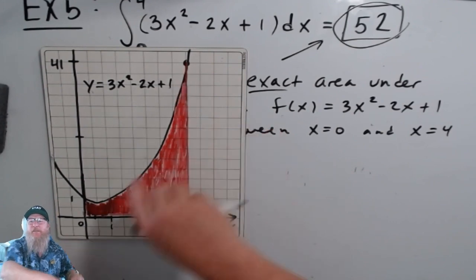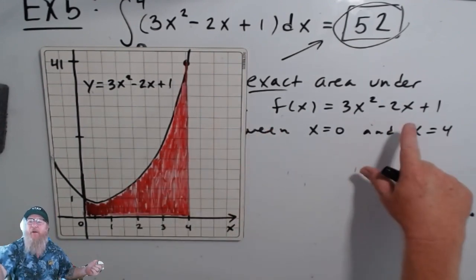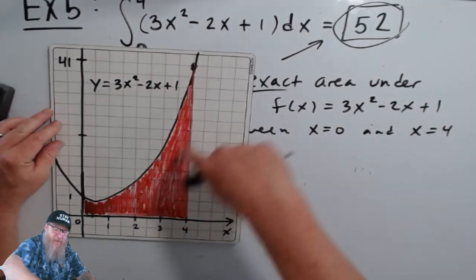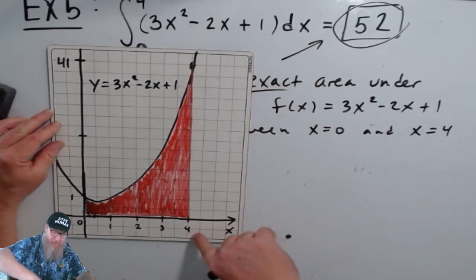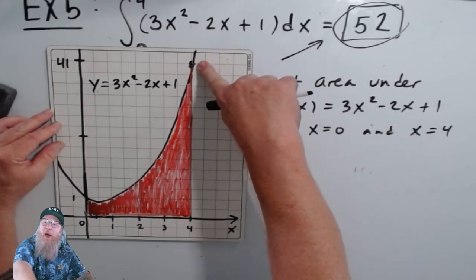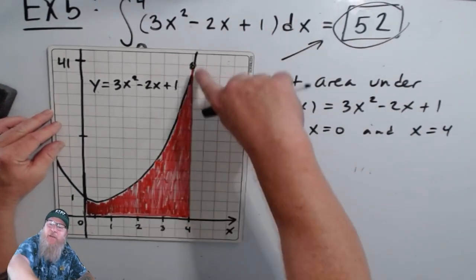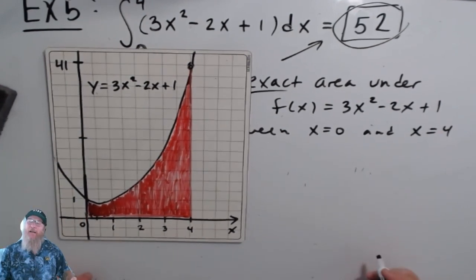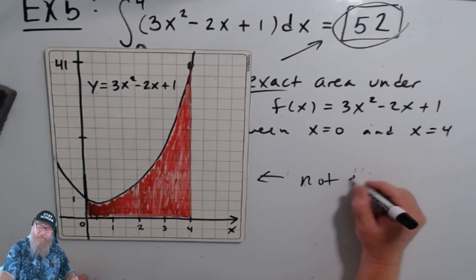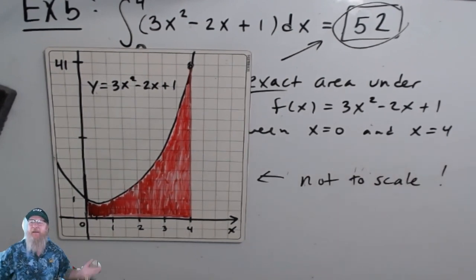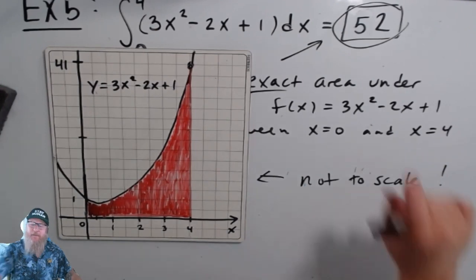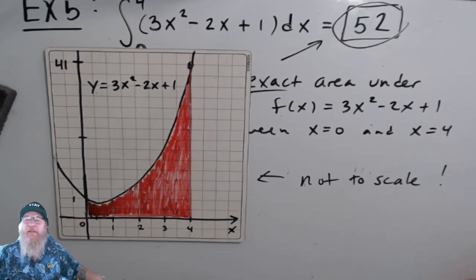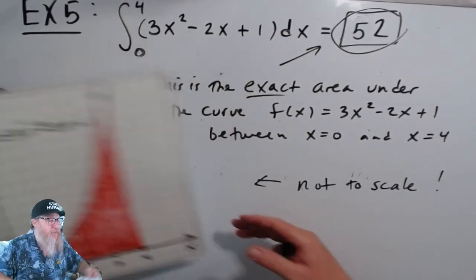This isn't a stretched out graph of this function. It's definitely not to scale because the area intersects with the curve here at x equals 4 and y equals 41. I sometimes call this the chimney, or the slanted roof. So again, the diagram's not to scale, but it does give you an idea of what you just calculated. So the 52 is the exact area. Which brings me to the final couple examples of this section.